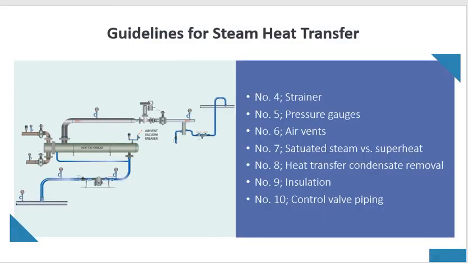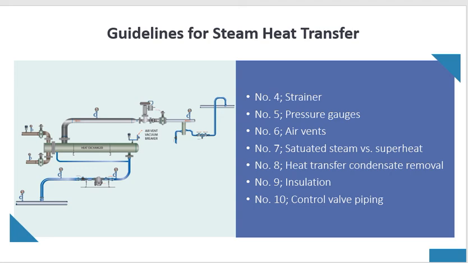Just to go over the points: strainer, we talked about 20 mesh, pressure gauges, air vents, and saturated steam versus superheat. 98% of processes require saturated steam at 100% steam quality. We talked about heat transfer condensate removal. The other thing I failed to mention is insulate. All heat transfer components should be insulated.